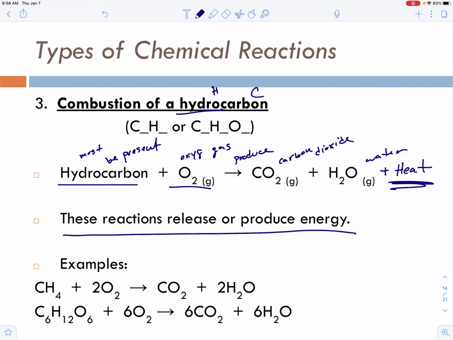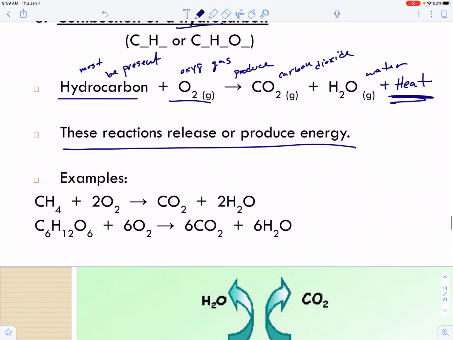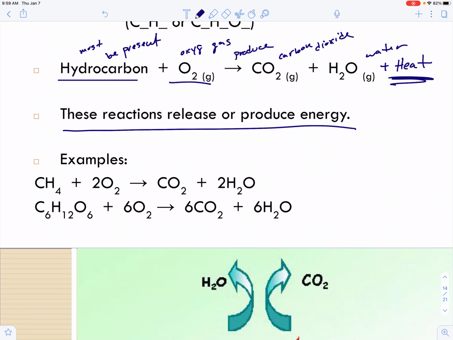So again, a hydrocarbon has to react with oxygen gas, and it has to produce carbon dioxide and water. Here are a couple of examples. We've got CH4, which is a hydrocarbon, reacting with oxygen gas. It's going to produce carbon dioxide and water. And again, this is combustion, so it is going to produce energy at the end.